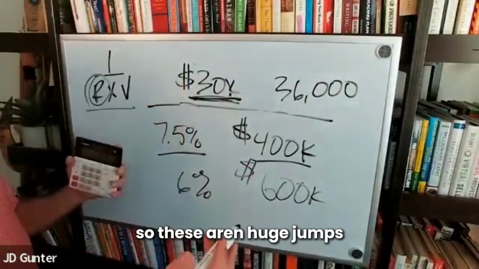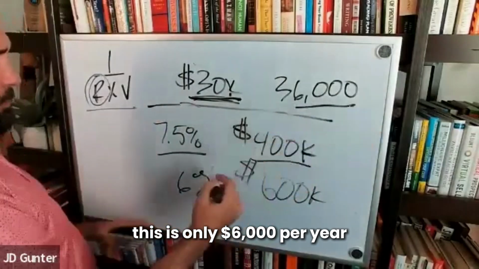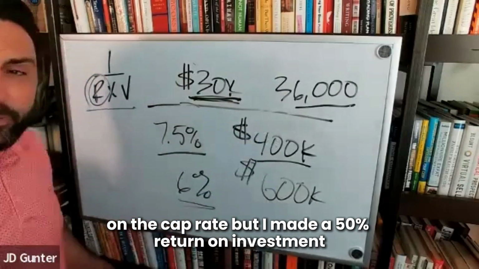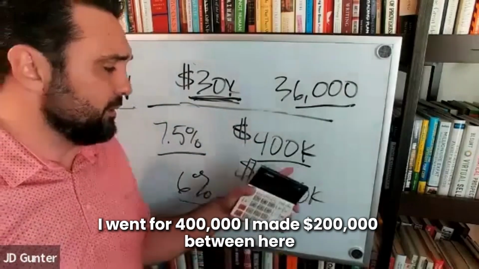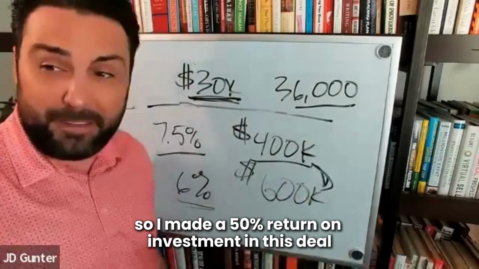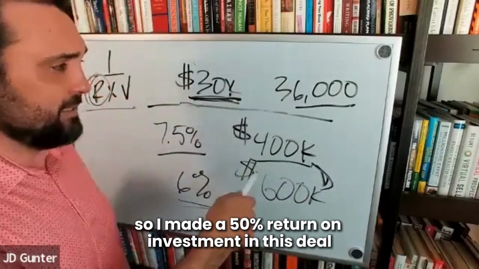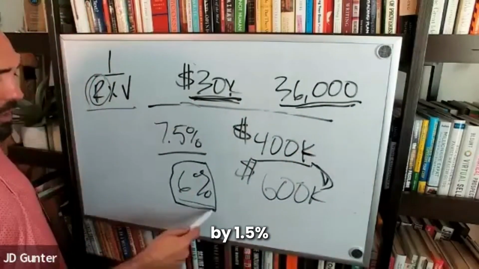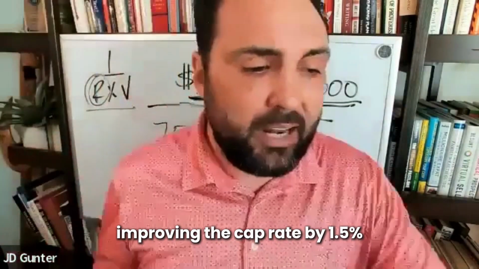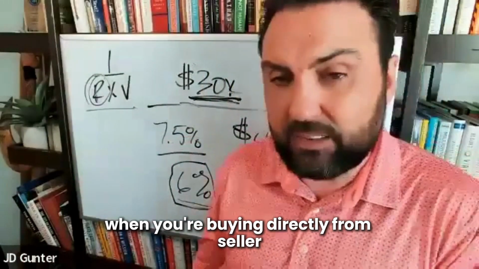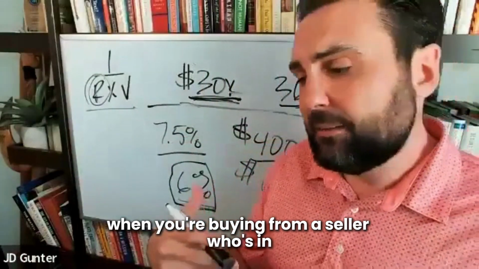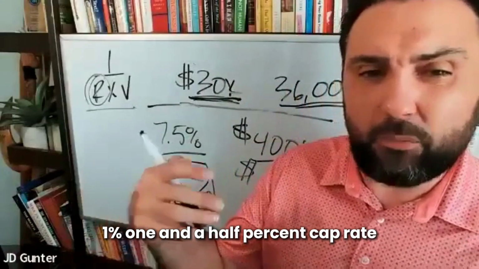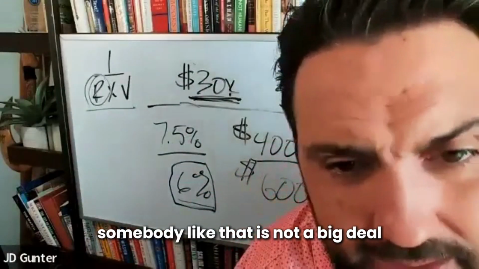So these aren't huge jumps. This is only $6,000 per year, and this is only 1.5% on the cap rate. But I made a 50% return on investment. I went from 400,000. I made $200,000 between here. So I made a 50% return on investment in this deal by increasing the net operating income by $6,000 and by improving the cap rate by 1.5%. Improving the cap rate by 1.5% is very easy to do when you're buying directly from a seller, when you're buying from a seller who's in financial stress, or they're in a hurry to sell. 1%, 1.5% cap rate to somebody like that is not a big deal.